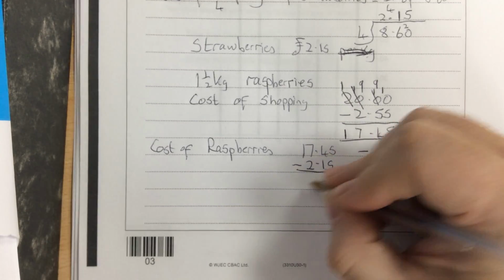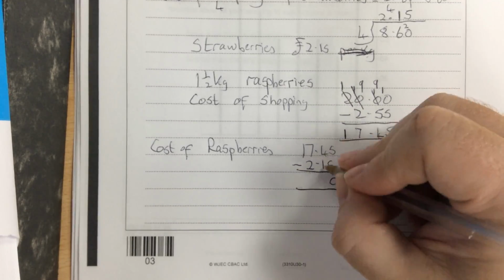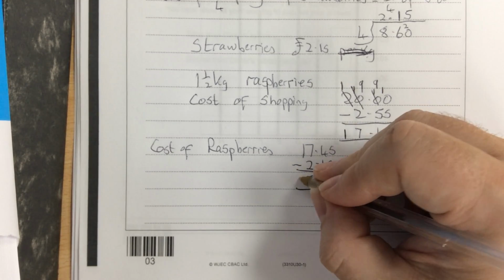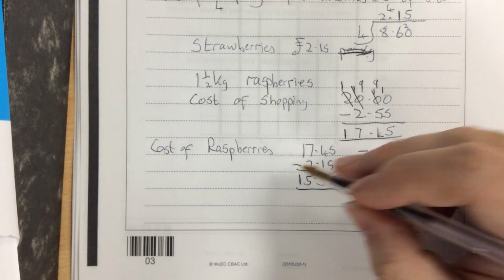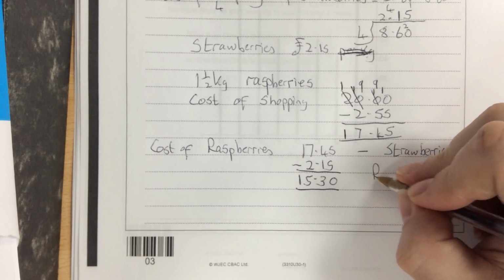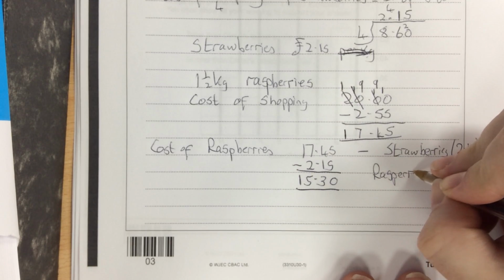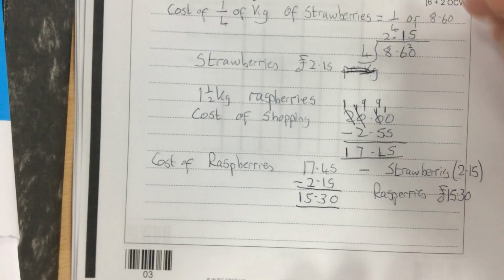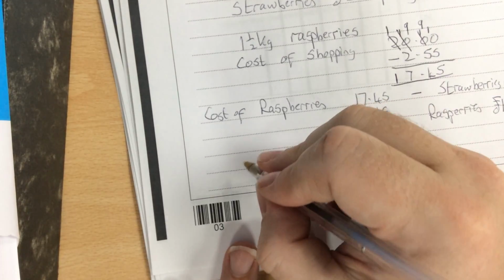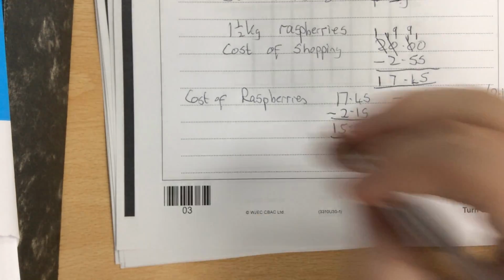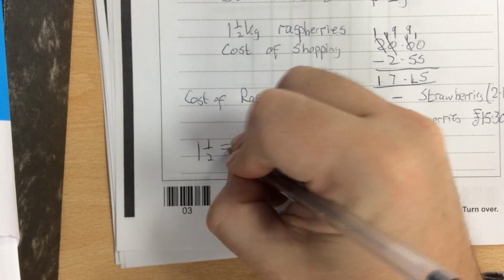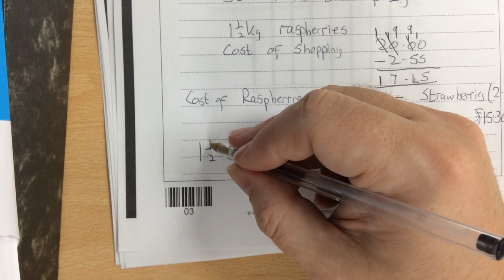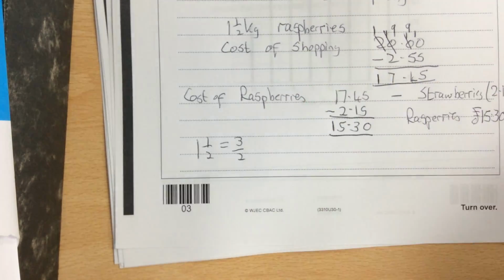I'm running out of room, so I'm going to do it here. 5 take away 5 is 0, 4 take away 1 is 3, 7 take away 2 is 5, 1 take away 0 is 1. So the raspberries are £15.30, and he wants to know per kilogram. So they tell me 1.5. 1.5 as a mixed fraction, because there's two halves in a whole, plus the extra 1, that's 3/2.